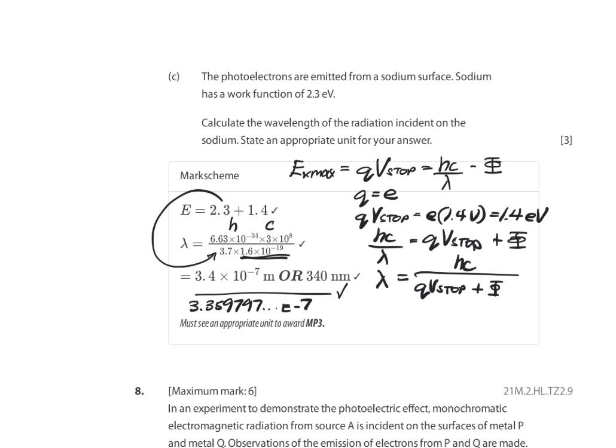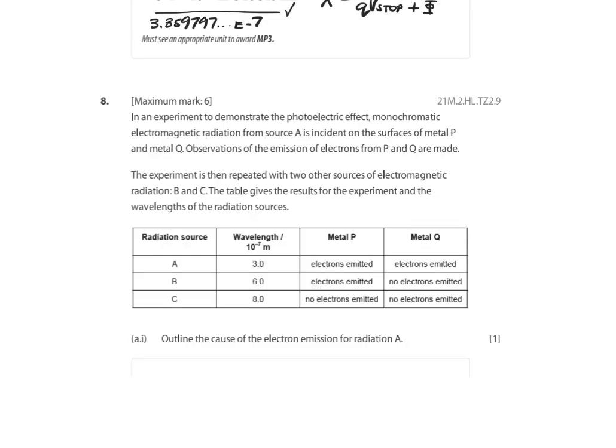Okay, we're doing good on time. Let's move to number 8. Okay, so 8 is interesting. It says that there are 2 metals, P and Q, and 3 different radiation sources of increasing wavelength. Let's note that increasing wavelength means decreasing energy.